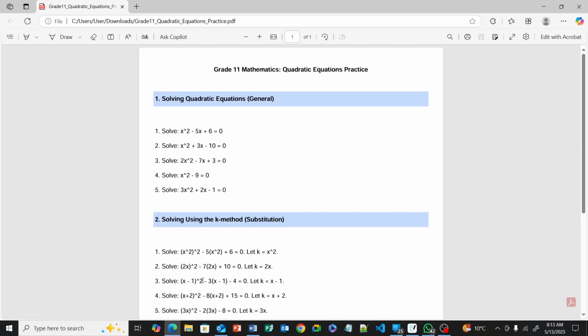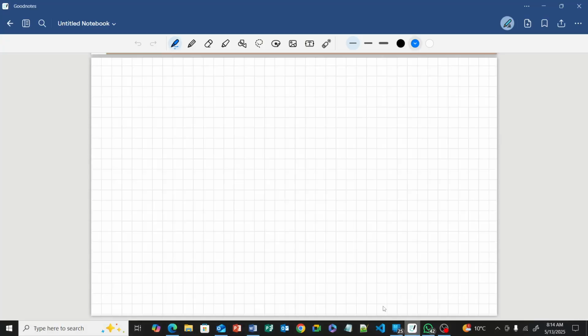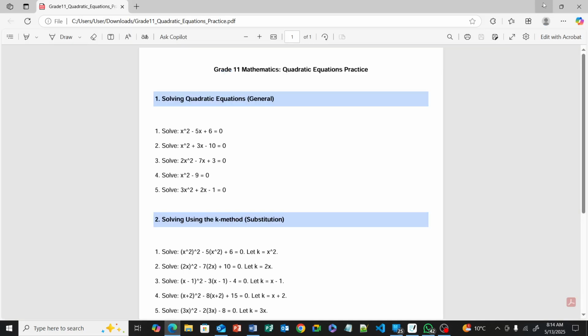Today we are going to deal with quadratic equations, the quadratic formula, and solving using the k method substitution. Okay, so in the following equations, we are going to solve for x. So we have x squared minus 5x plus 6 equals 0, as given in this equation.